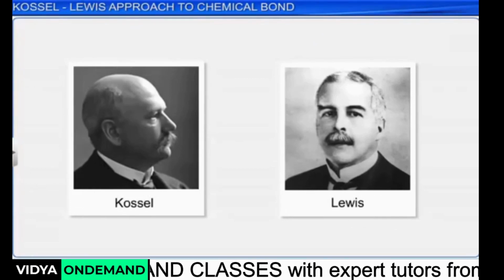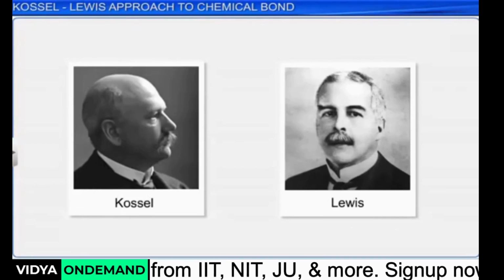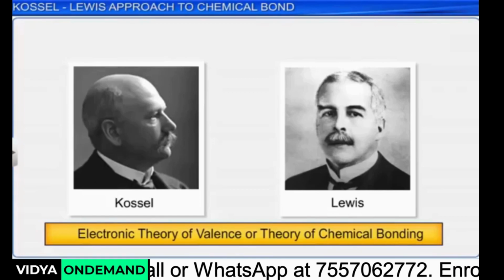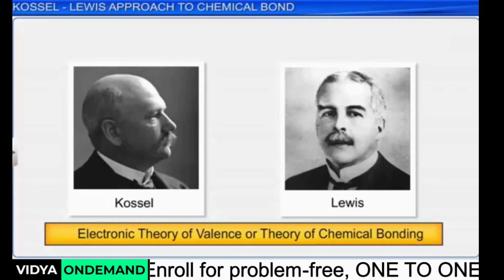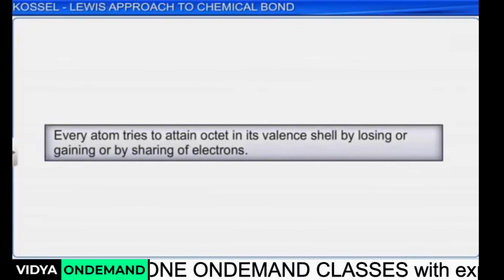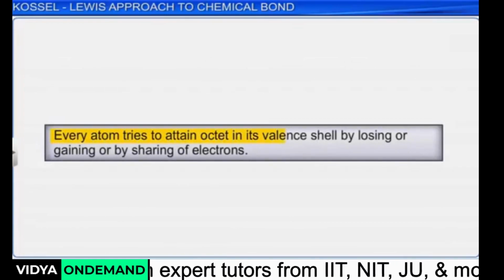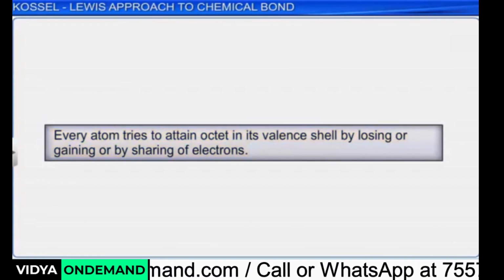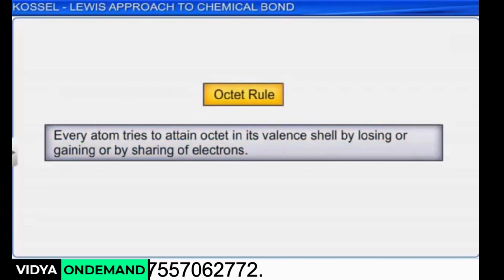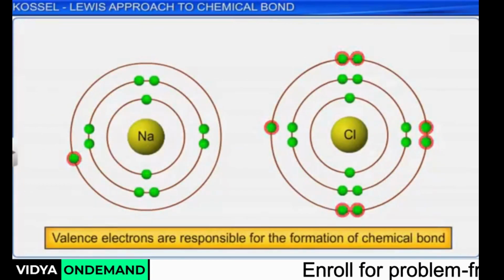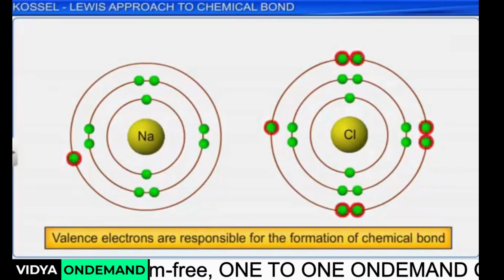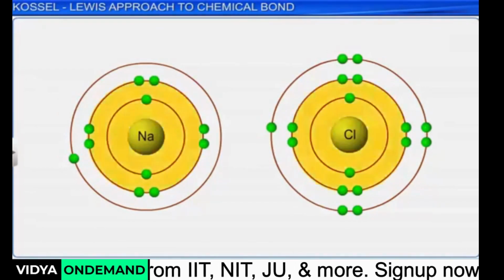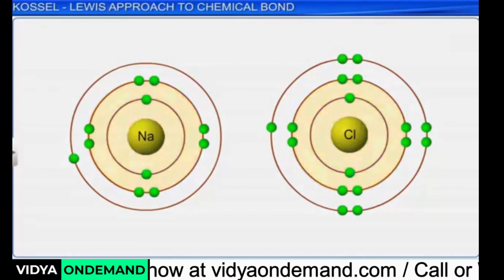Later in 1916, Kossel and Lewis developed the electronic theory of valence or theory of chemical bonding to explain the chemical bond formation between two atoms. According to the electronic theory of valence, every atom tries to attain octet in its valence shell by losing or gaining or by sharing of electrons. This is known as the octet rule. Only valence electrons are responsible for the formation of chemical bond. Except valence electrons, the remaining part of the atom, that is the nucleus with the inner shell electrons, is called kernel.